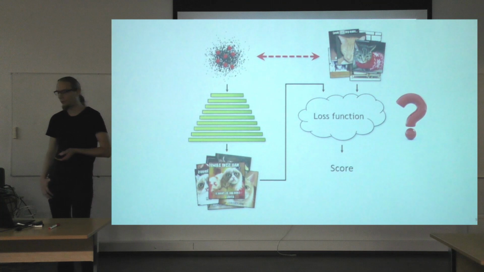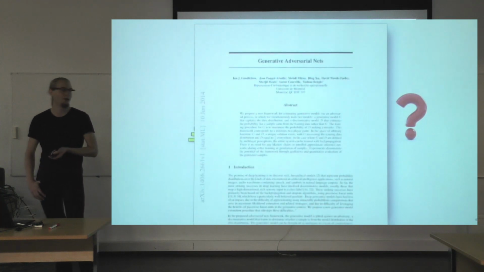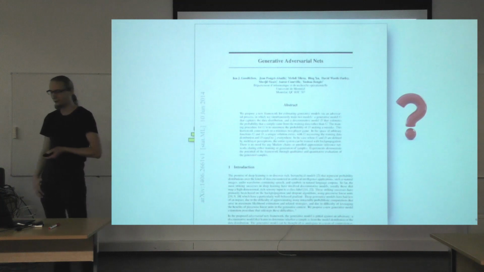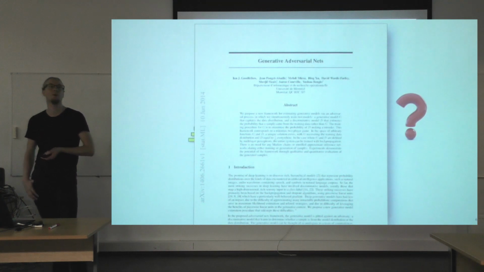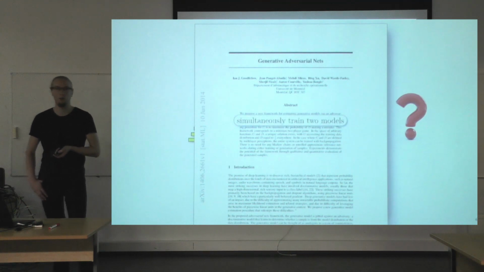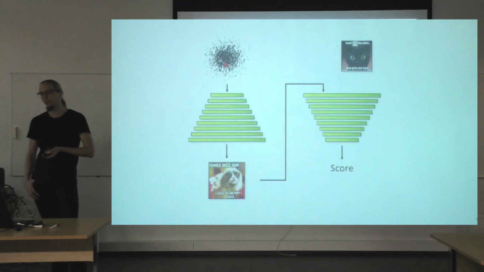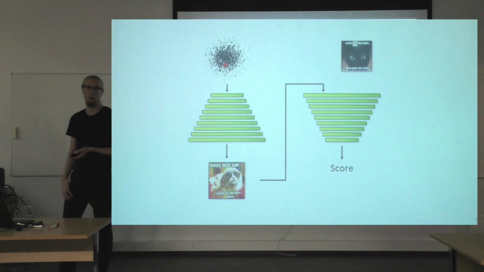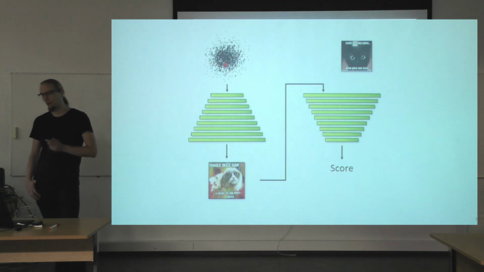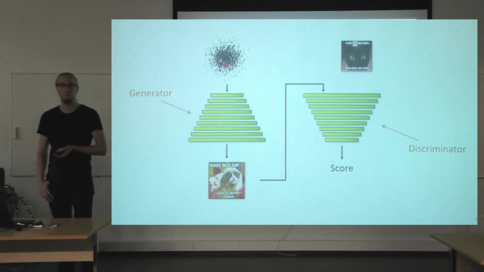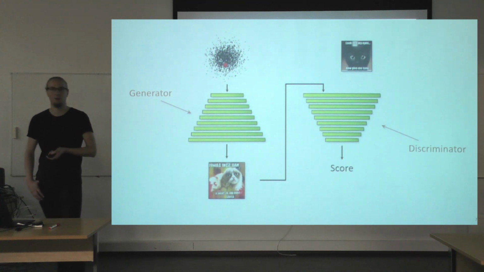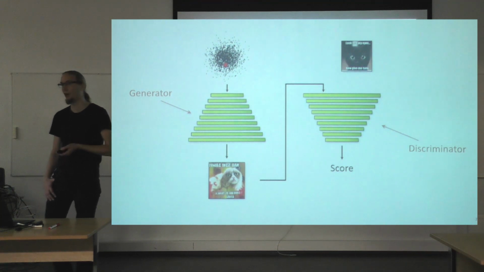The real breakthrough came 4 years ago when Ian Goodfellow and his colleagues published this radical new idea called generative adversarial networks. And the idea is to actually train 2 networks simultaneously. So what we'll do is we'll replace the loss function with another neural network, and we'll call the one on the left the generator because it's supposed to be generating images, and the one on the right is called the discriminator because it discriminates images based on how realistic they look.